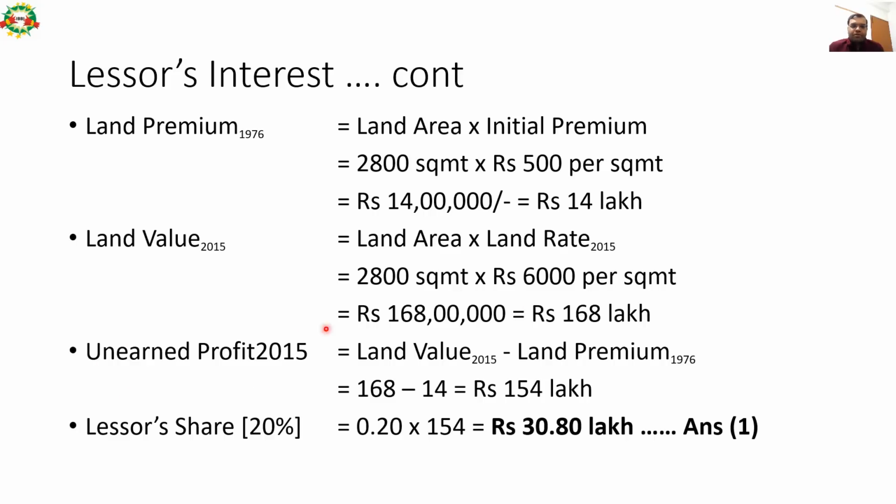So unearned profit in 2015 is current land value minus land premium paid in 1976. So land value 2015 is 168 lakh and land premium already paid is 14 lakh. So unearned profit is 1 crore 54 lakhs in this case, and the lessor's share is 20%. So lessor's interest in the property is 20% of 154 lakhs, which is equal to 30 lakh 80,000 rupees. This is answer number 1.